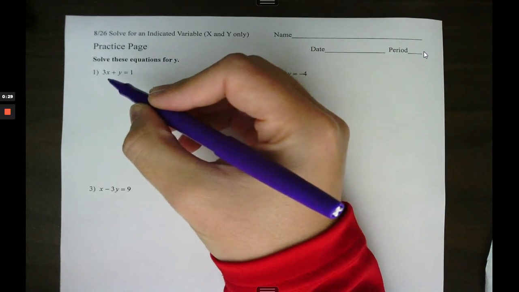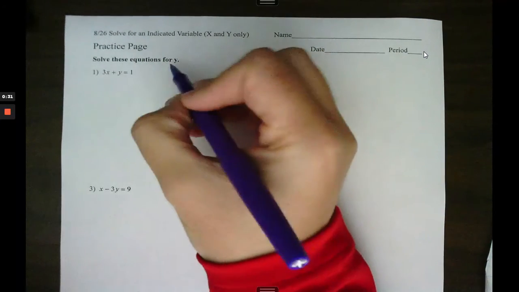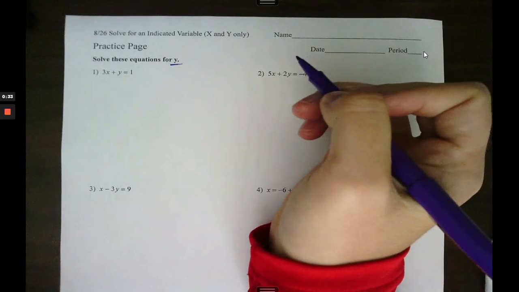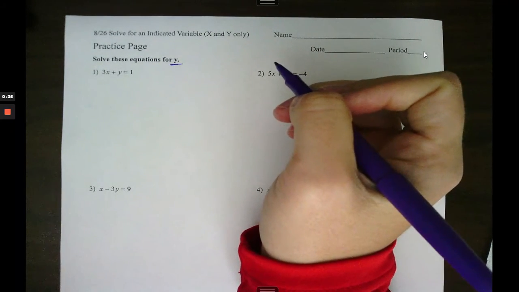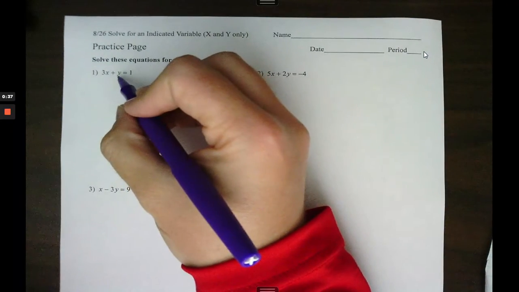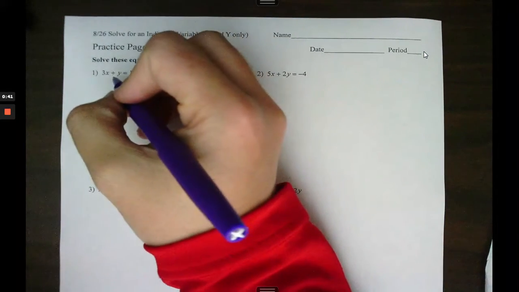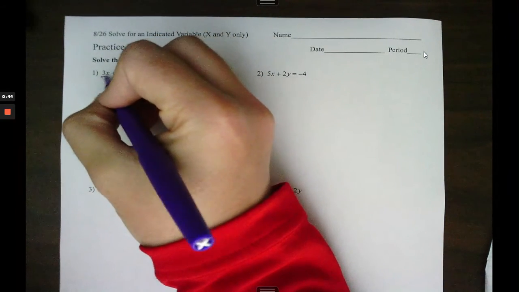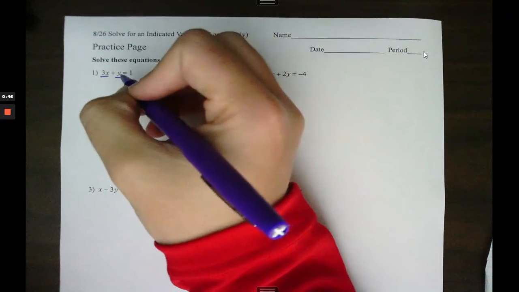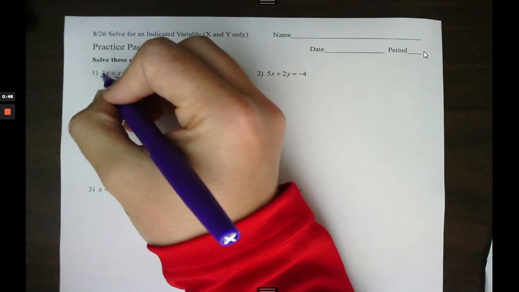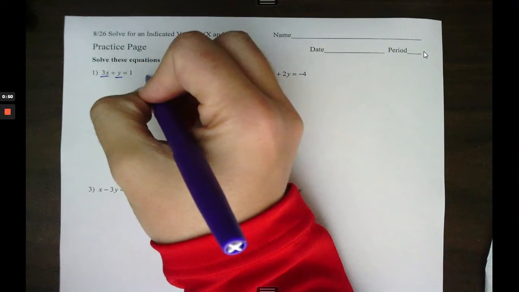So starting with number one, important. The directions tell us specifically that we are going to be solving for y. In other words, I need to try to get y on a side by itself. On number one, what we always want to do is we have two terms. We have 3x and we have y. We always want to start by getting the x term moved to the other side.